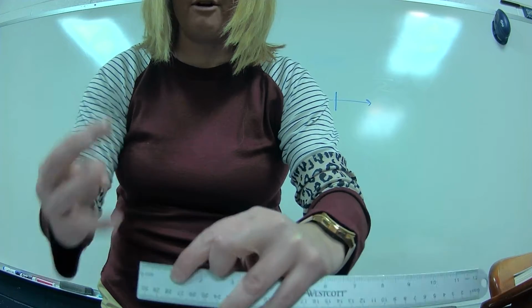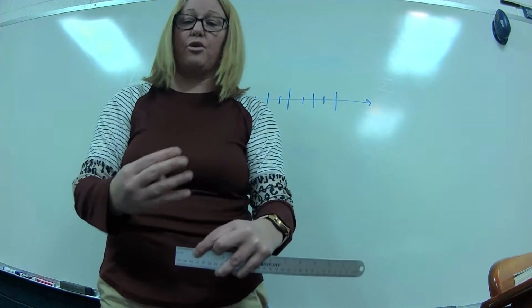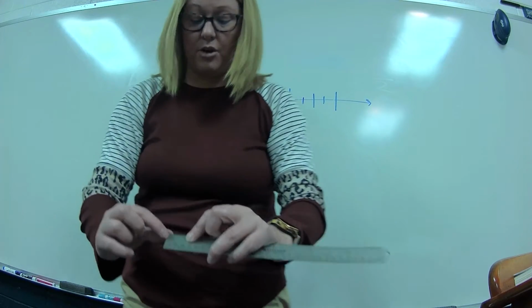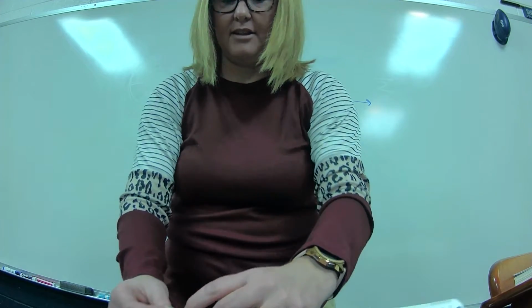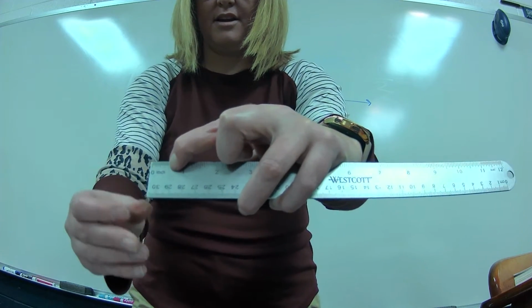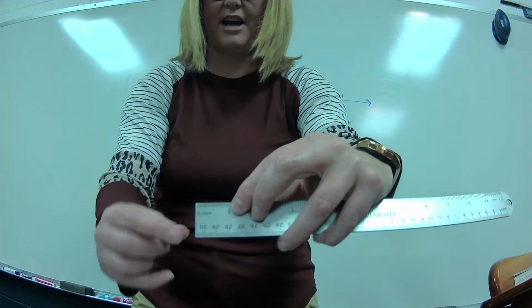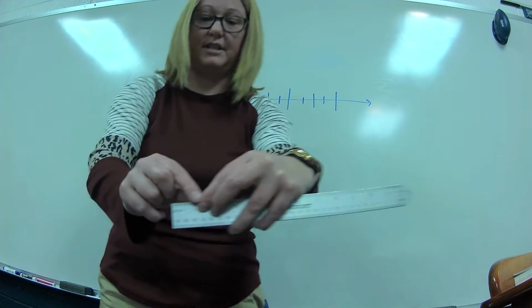So we have 4/4 in a whole. 4 over 4 would make one whole. We have 2 halves. There's a half. There's a half. So there's 2 halves in a whole.